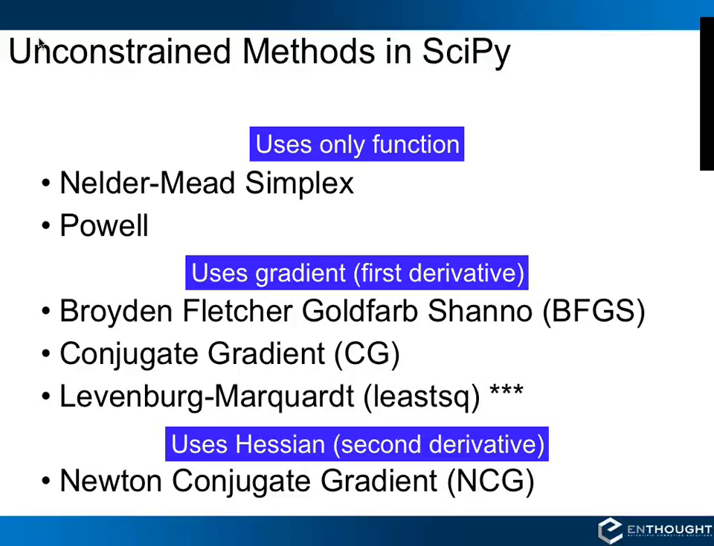Finally, there's one method inside of SciPy called the NCG method, which uses a Hessian. And it can use the Hessian if you provide it. If you don't, it will calculate the Hessian basically using approximations on the supplied gradient. So you do have to provide the gradient in order to use the Newton conjugate gradient method.